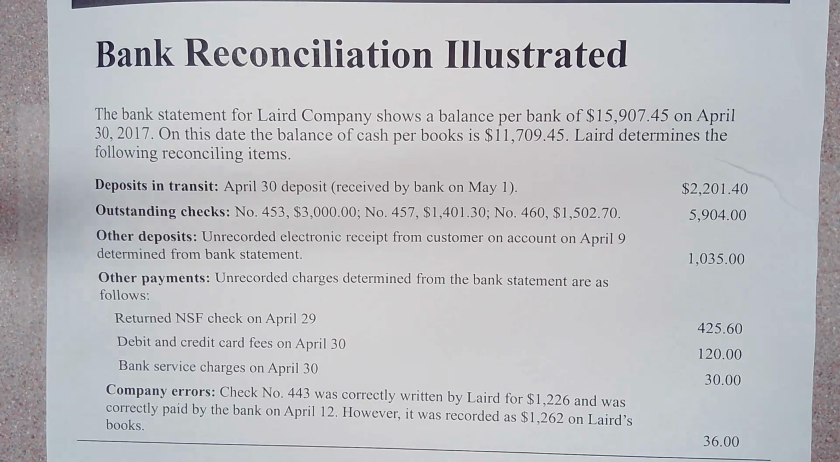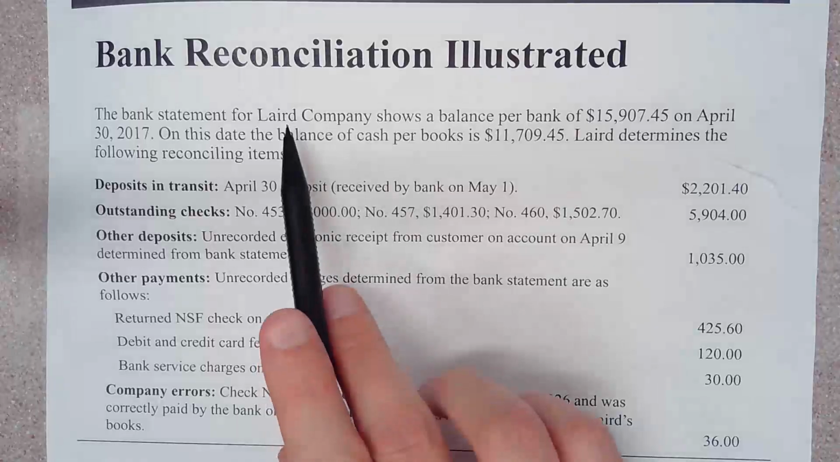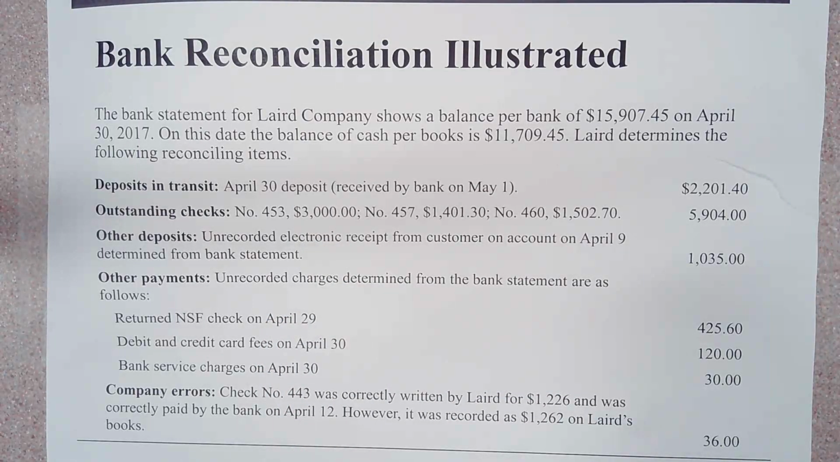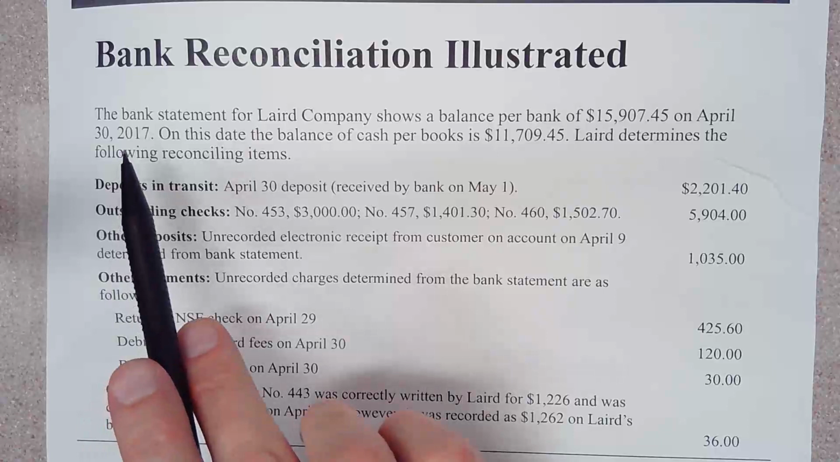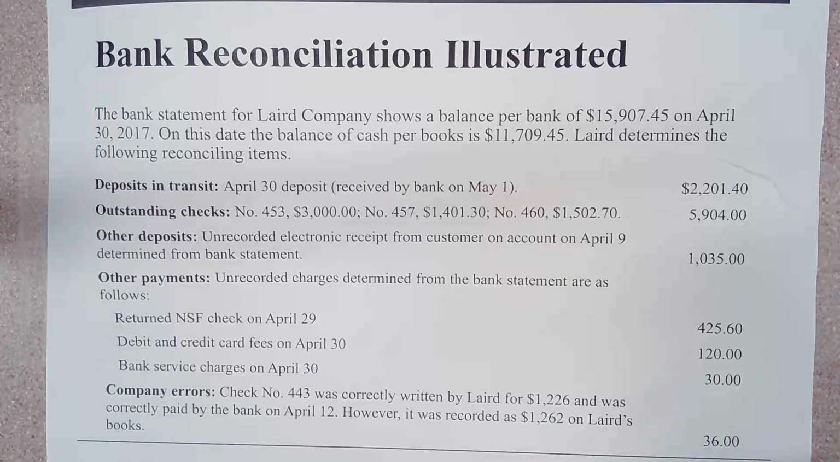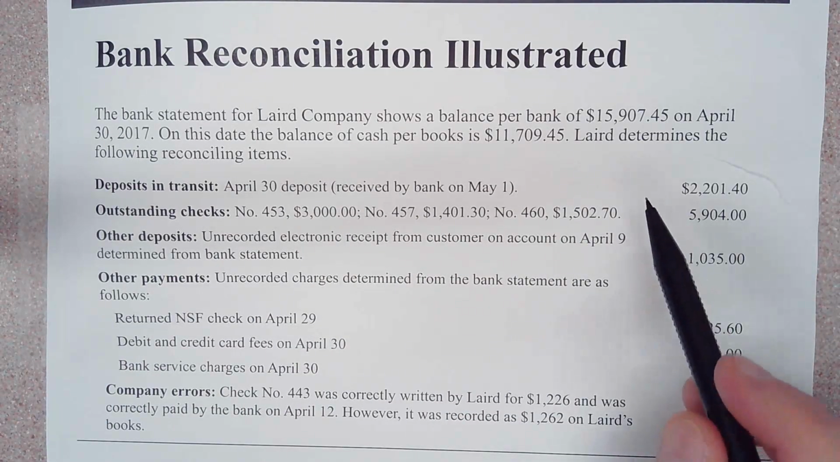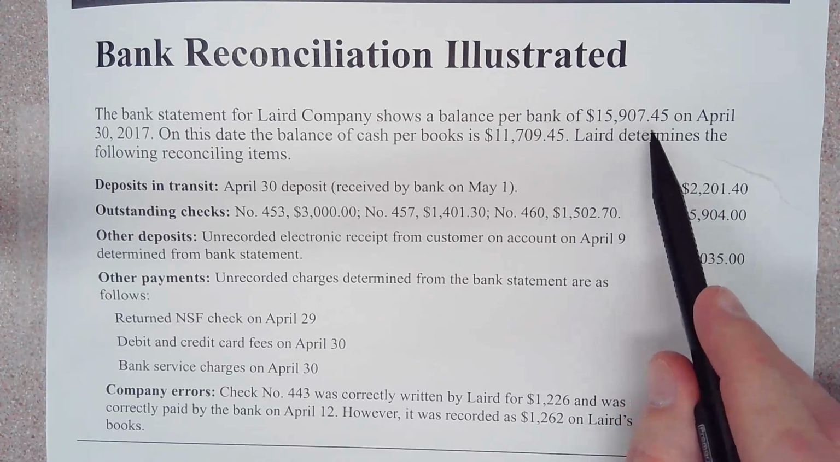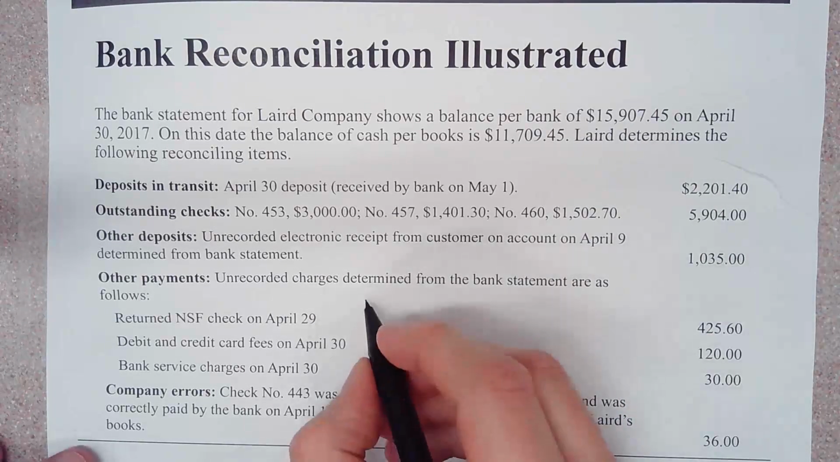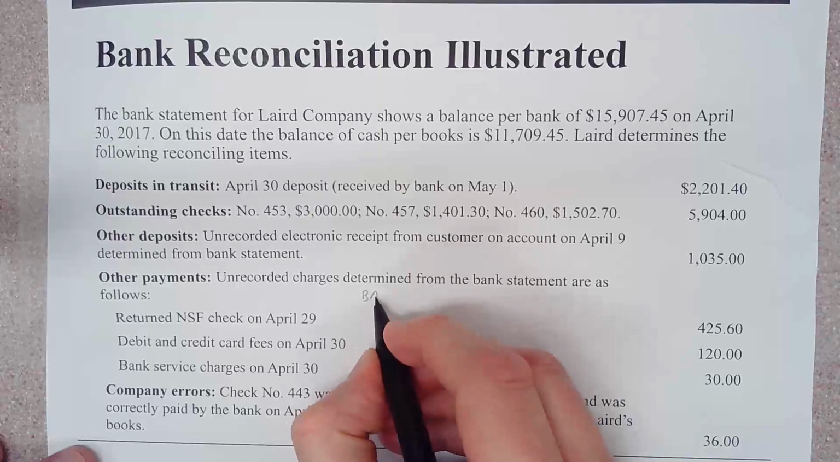All right, so let's go ahead and take a look at slide 42. I've printed off a copy, and this is an example. We have this company called Laird, and we're going to reconcile their bank statement. So I'm going to read part of this, and then I'm going to show you how we're going to do it. It says the bank statement for Laird Company shows a balance per bank of $15,907.45.